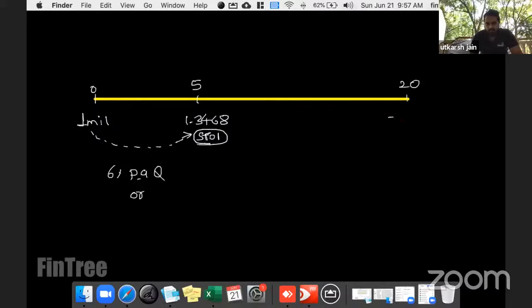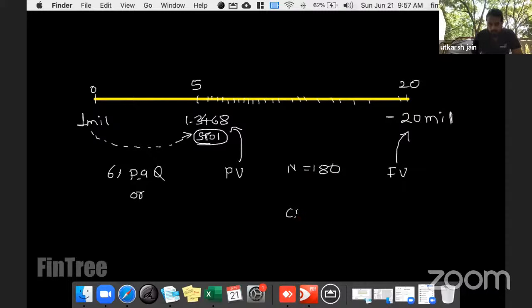Now what you need at the end of the 20th year is $20 million, right? So now we're going to set this amount as present value, and set the required amount as future value. And between year 5 and year 20, how many payments are we going to have? We're going to have N of 180, and we're going to compute the payment.